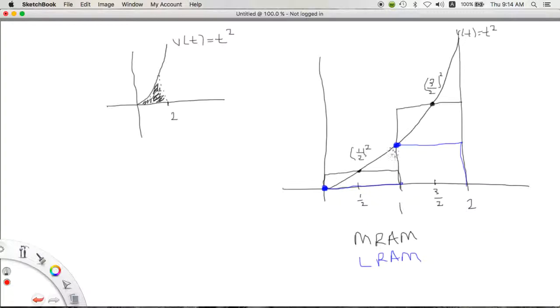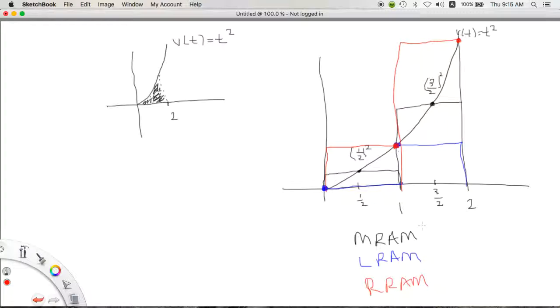So if we want to use these two rectangles, the right-hand side of this space would be here, so we'd have a rectangle up here, and the right-hand here would be here, and that would be an RRAM. And those are the 3 different RAM approximations that we're going to use for rectangles.